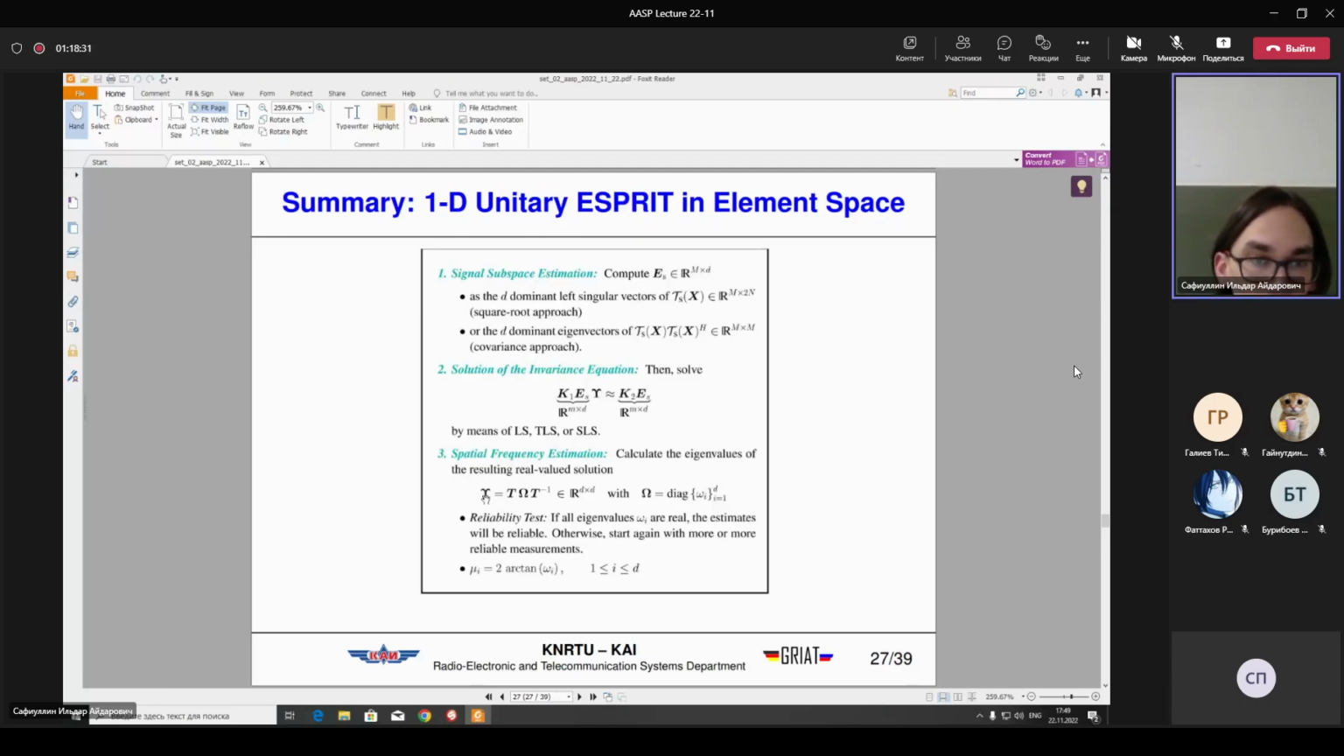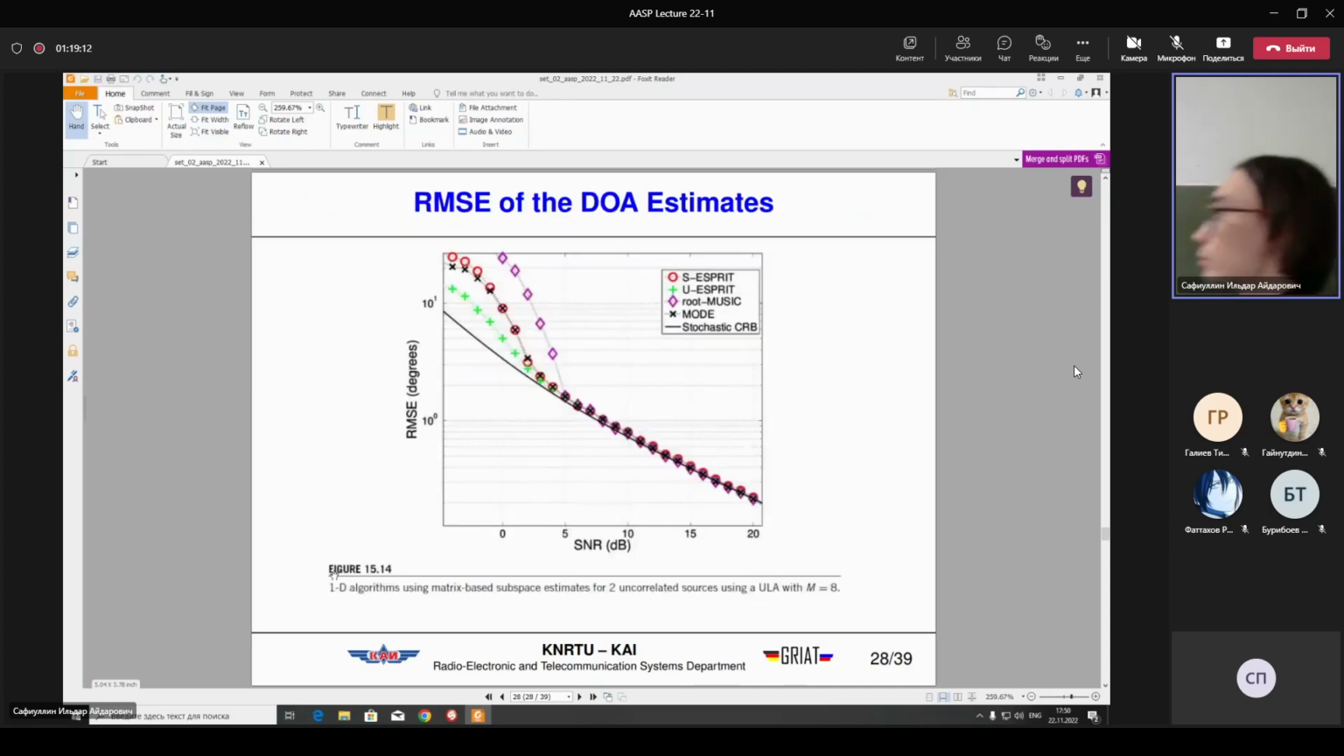So we need to calculate the eigenvalue decomposition of this matrix epsilon. In this case, we will find eigenvalues, which are the diagonal elements of matrix omega. And then we can easily compute the spatial frequencies, which are equal to 2 times the arctangent of these eigenvalues. And next, we have one more thing here, slide 28.